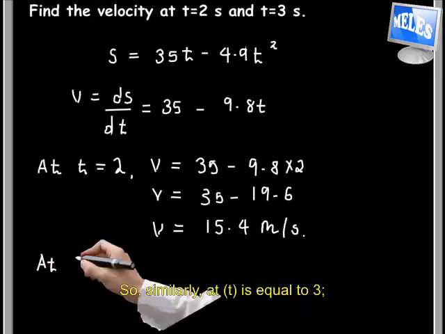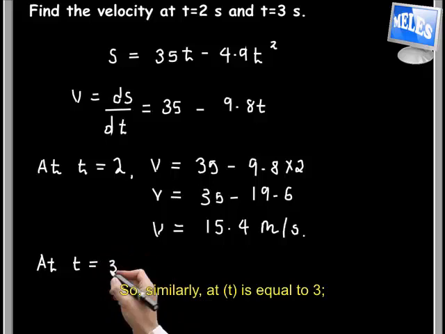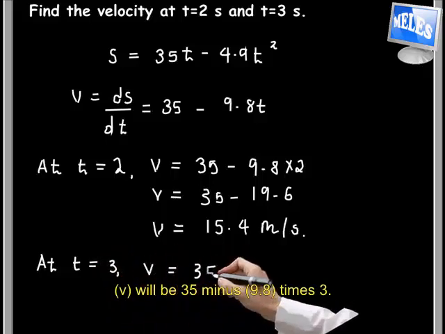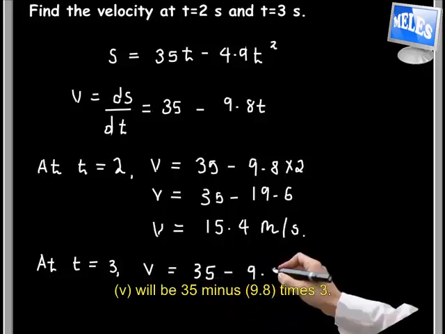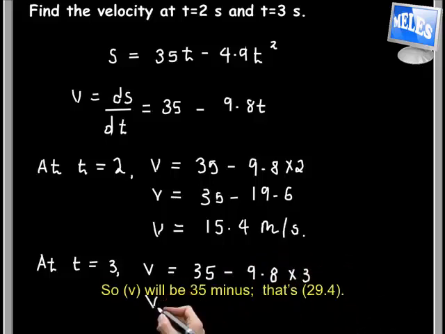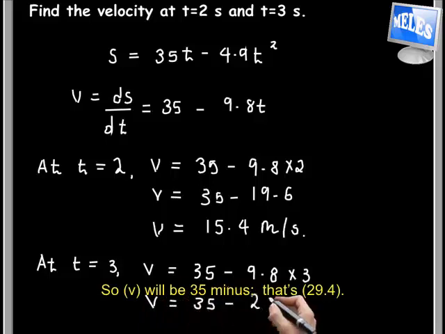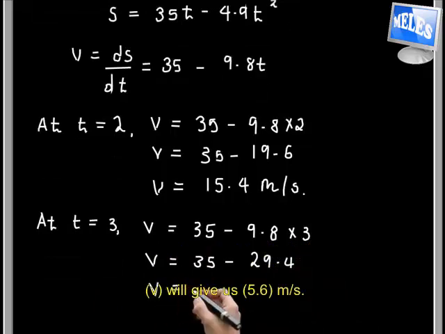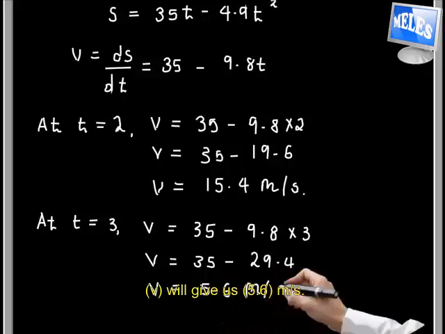Similarly, at t = 3, v will be 35 - 9.8 times 3, so v will be 35 - 29.4. v will give us 5.6 meters per second.